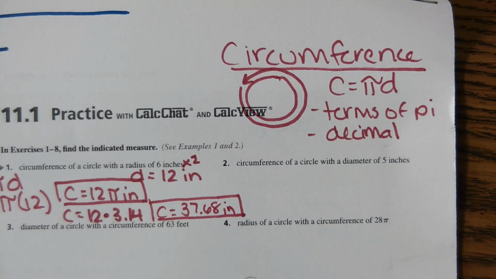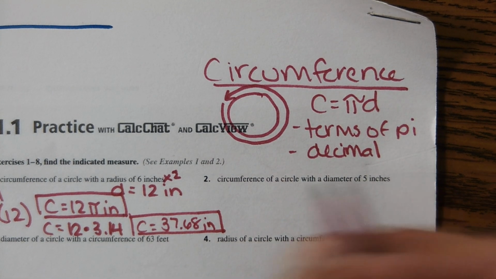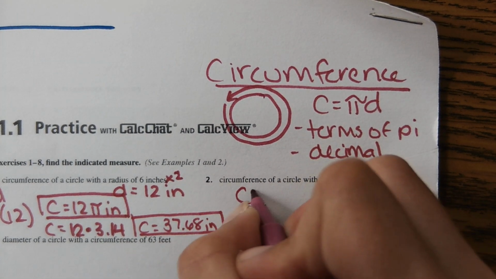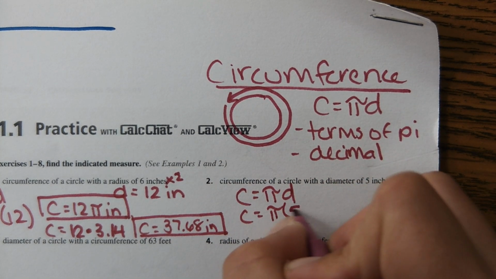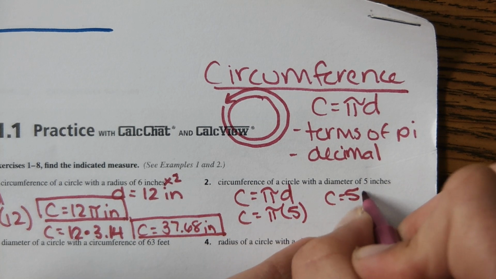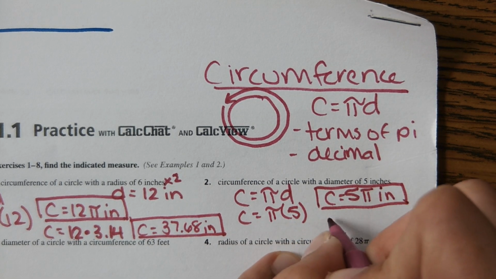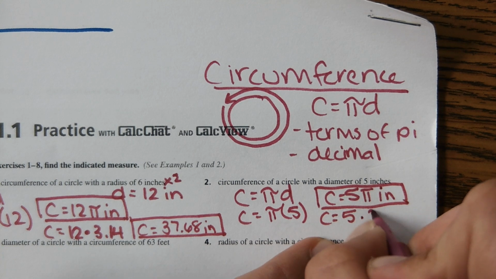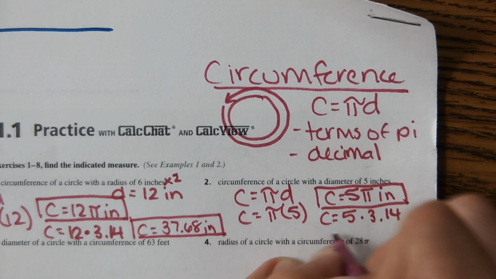Okay, the next one right here, number 2, circumference of a circle with diameter 5 inches. So this is the same type of problem. Circumference is pi times diameter. Pi, the diameter is 5. So the answer in terms of pi would just be 5 pi inches. Or as a decimal, just 5 times 3.14. And that comes out to 15.7.